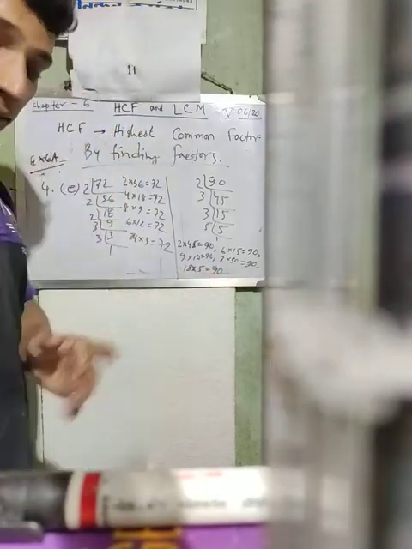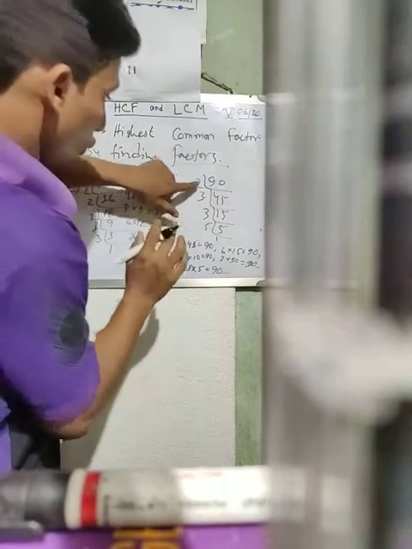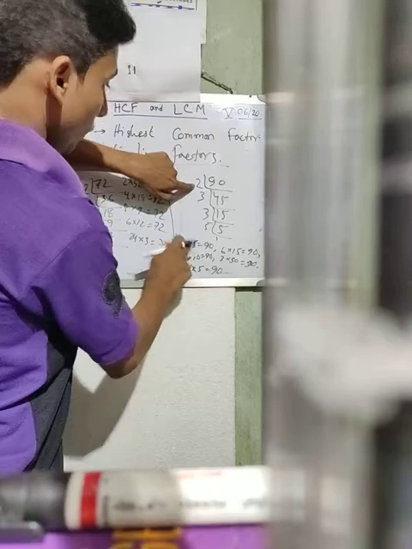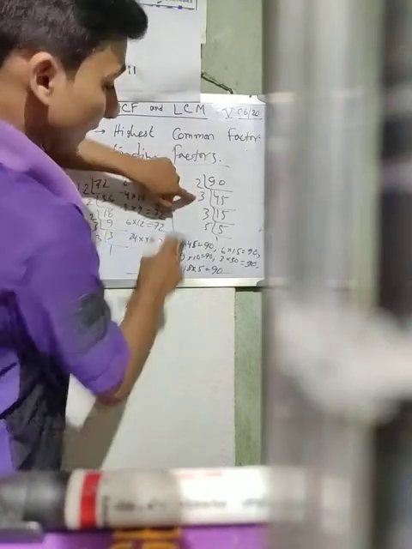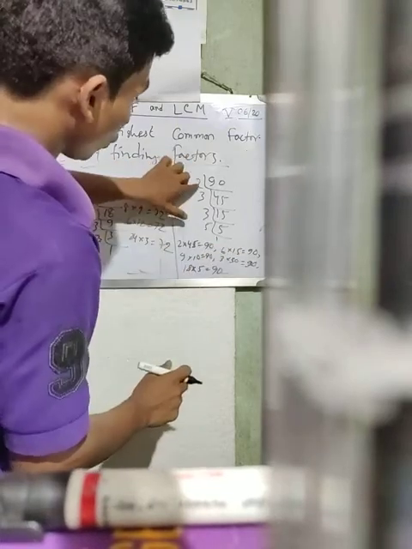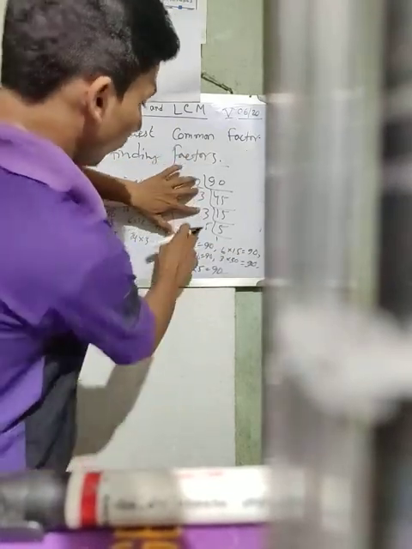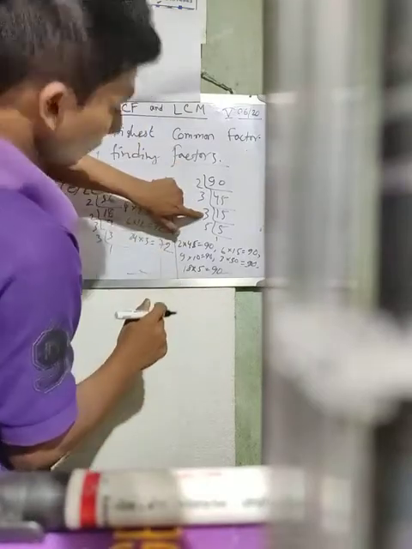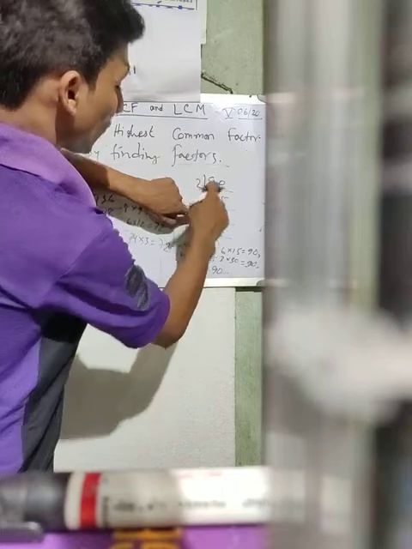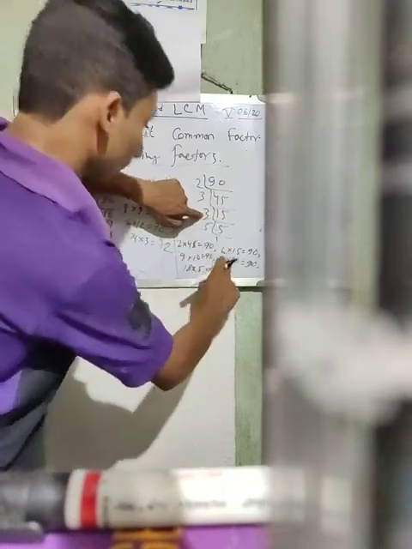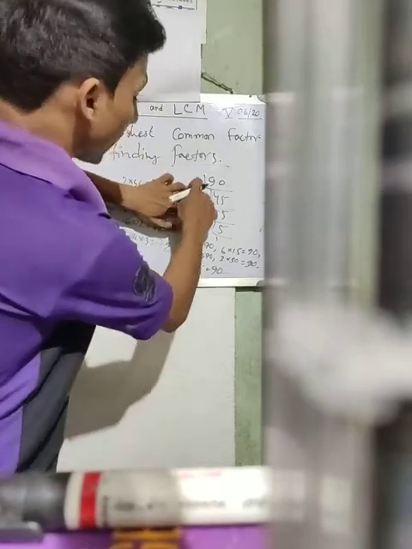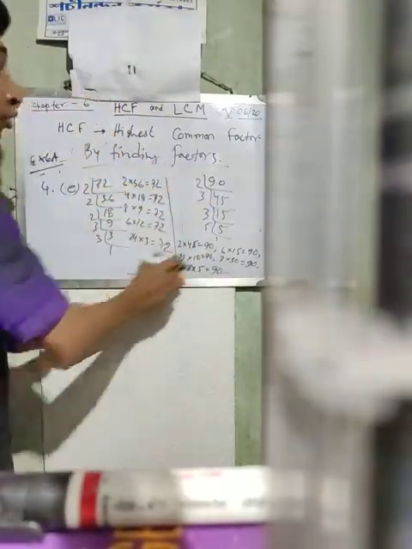How can you find this? 2 into 3 is 6, 6 into 3 is 18, and 18 into 5. Similarly, 3 into 5 is 15, 15 into 2 is 30, that means 3 into 30. Again, 3 into 3 is 9, 9 into 5 into 2 is 10, so 9 into 10 is also 90. In this way, you can find the factors.